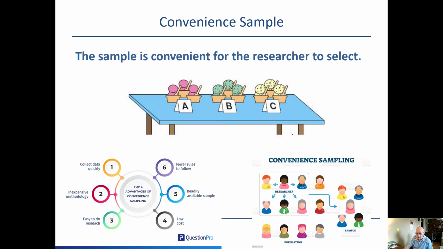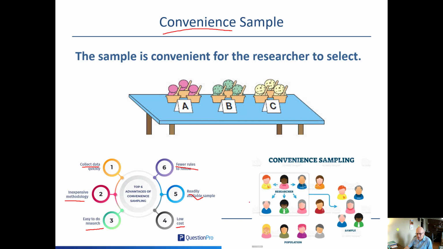And the last one that we're going to cover, because there are many different ways of sampling, but these are some of the more frequent ones used, a convenience sample. You might call this the easy sample. Now there's some good reasons to do that. You can get the data quickly, it's cheap, it's easy to do the research, readily available, and fewer rules.